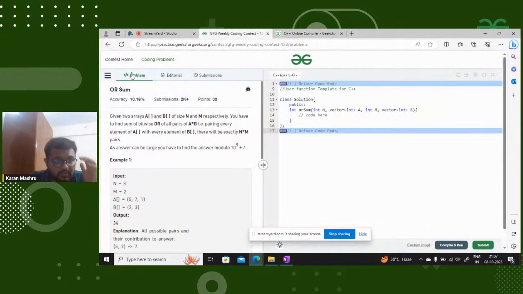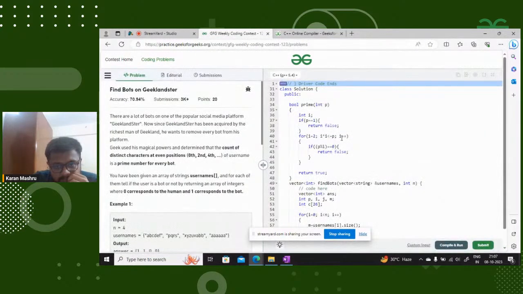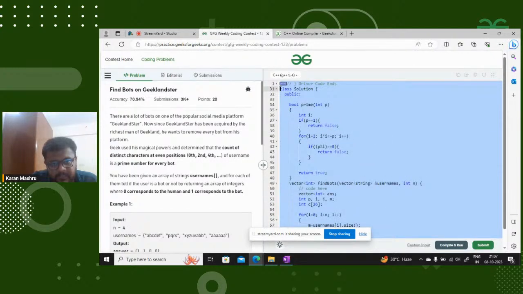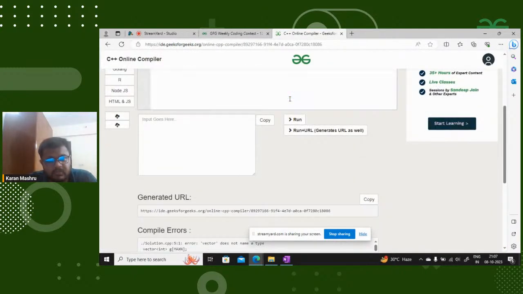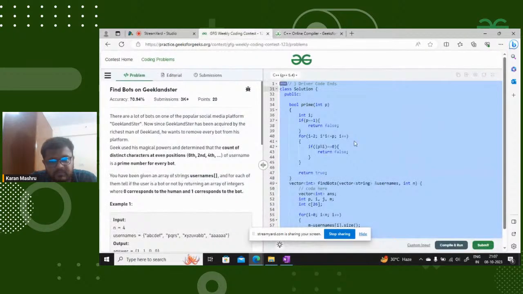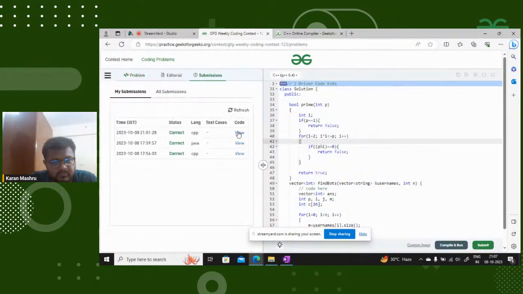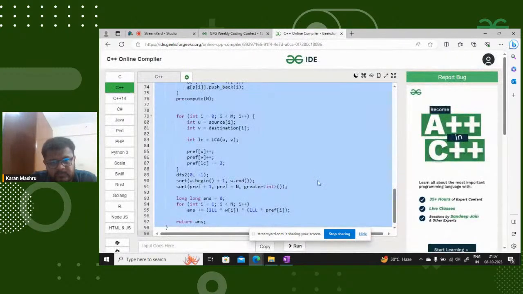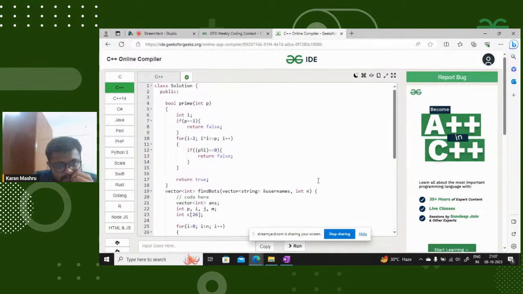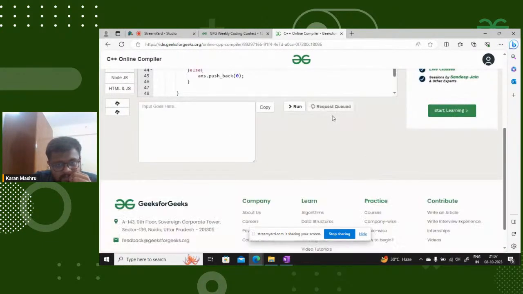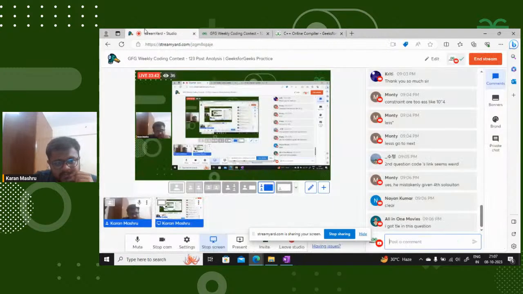Oh, second question's solution code link.